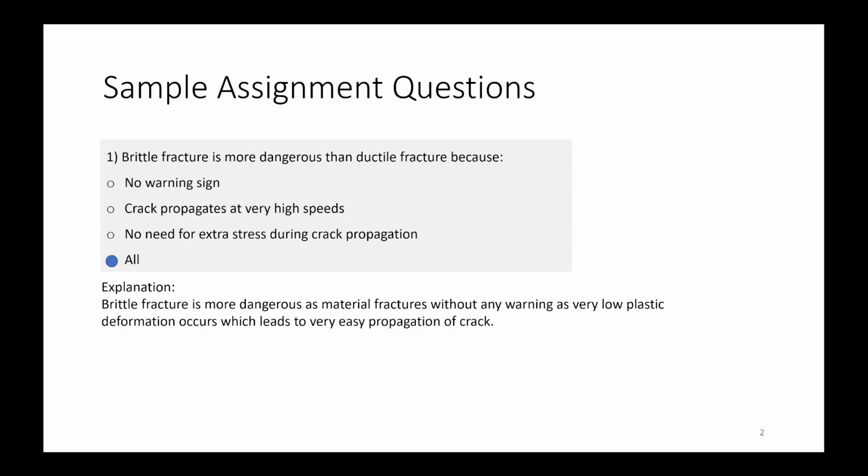So I can repeat the questions. The first question was, why is brittle fracture more dangerous than ductile fracture? Because of no warning signs, crack propagates at very high speeds, no need for extra stress during crack propagation, or all. Your answer will be all, and you can explain this by saying that brittle fracture is more dangerous as the material fractures without any warning, as very low plastic deformation occurs, which leads to very easy propagation of crack.